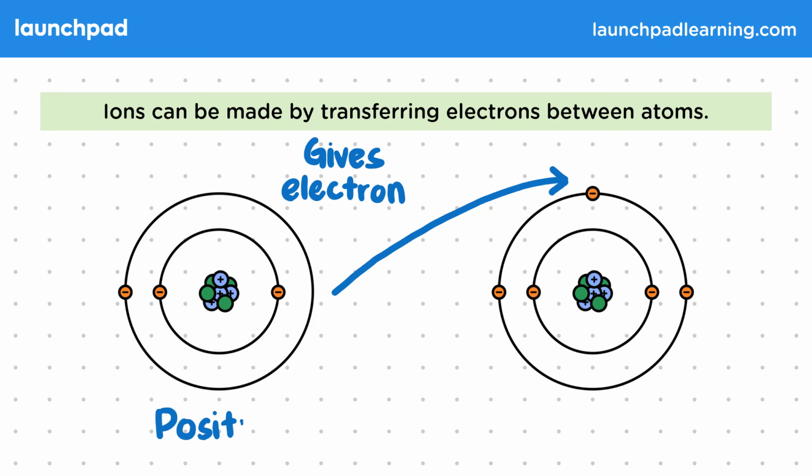This creates a positive ion and also a negative ion. But the overall charge of the pair is still 0. So this process is known as ionization, and it can also occur because of ionizing radiation. For example, electrons can gain enough energy to escape the atom by absorbing energy from ionizing radiation. So how do we represent ions in atomic notation?